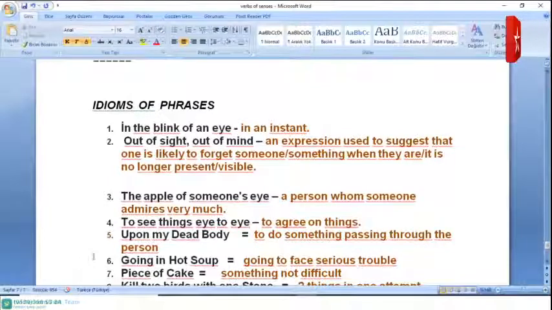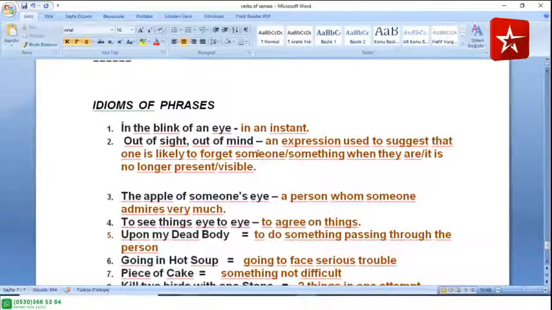There we go. In the blink of an eye. Guys, I'm on number 1. In the blink of an eye, when you say it, it means what? Something happened instantly. All right, students? Now that is called in the blink of an eye, like something happened instantly. All right? Great. Number 2, out of sight, or you say out of mind.